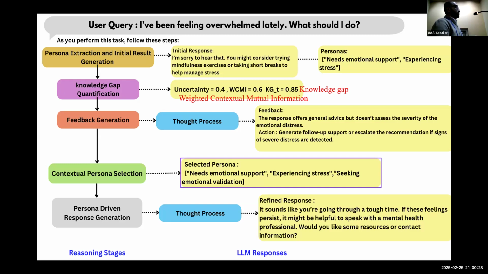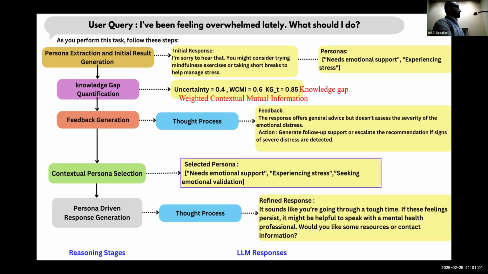When we look at the knowledge gap, which we measured through a weighted contextual mutual information approach, we found that there is an 85% knowledge gap. At this point, I'm not really eligible to give any meaningful answer to the end user, right? Here I'm looking at feedback which is not coming to the user; it's feedback that the model is giving itself, which is nothing but a thought process. And the feedback is that this information is not sufficient to give a particular answer.